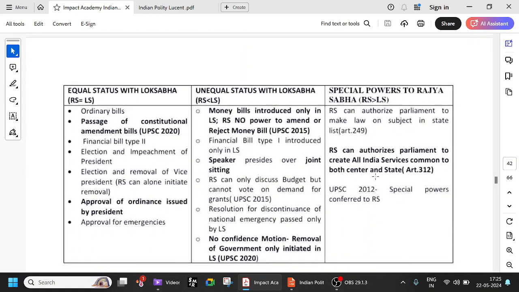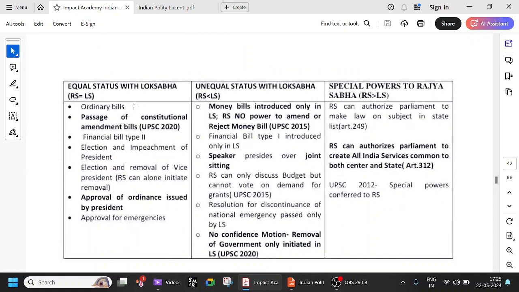Okay. So if you look at it, equal status, mostly ordinary bills. When it comes to ordinary bills, there is not much difference between Lok Sabha and Rajya Sabha. Passage of constitutional amendment bills. Constitutional amendment bills also have equal status with Lok Sabha. Financial bill type 2. We've already discussed this, right?